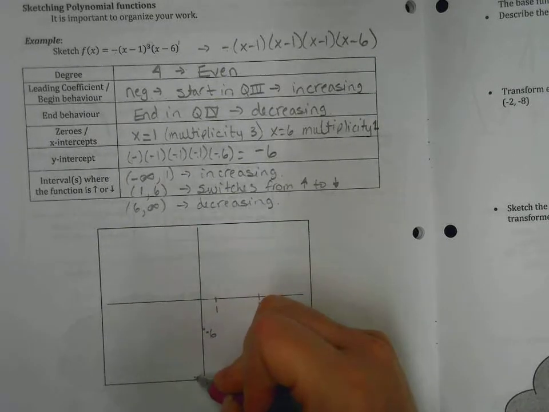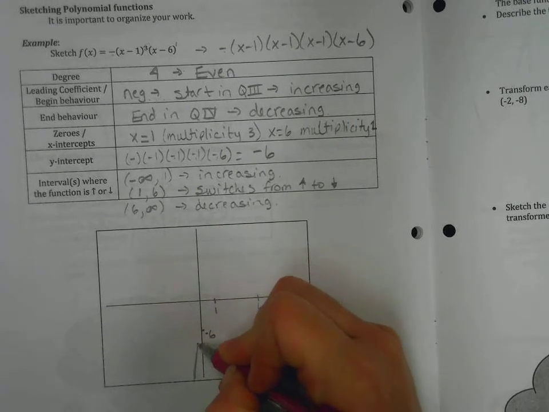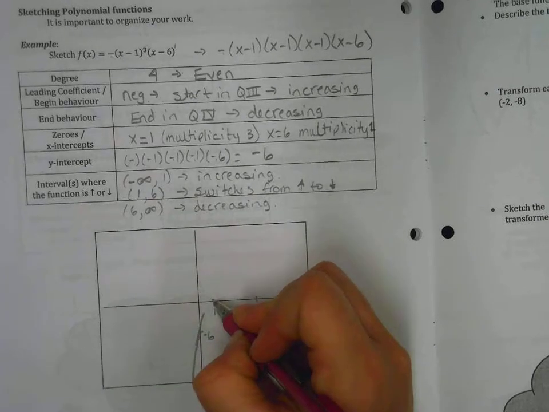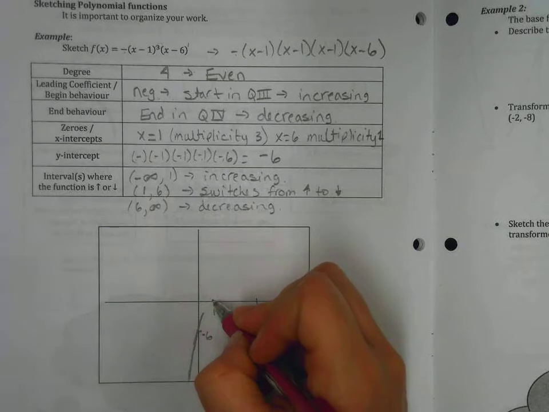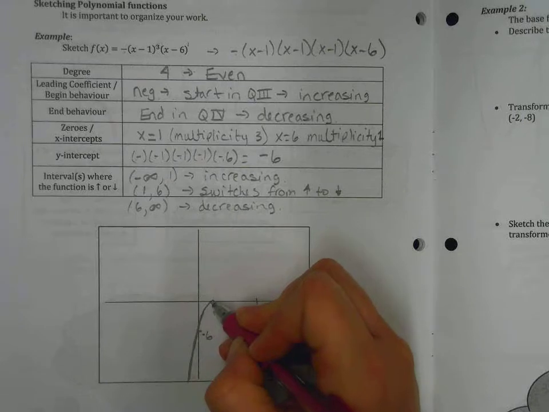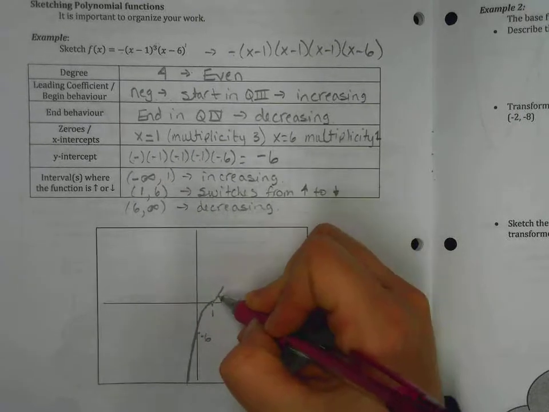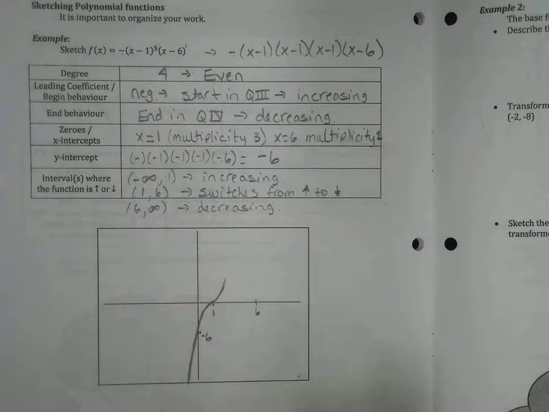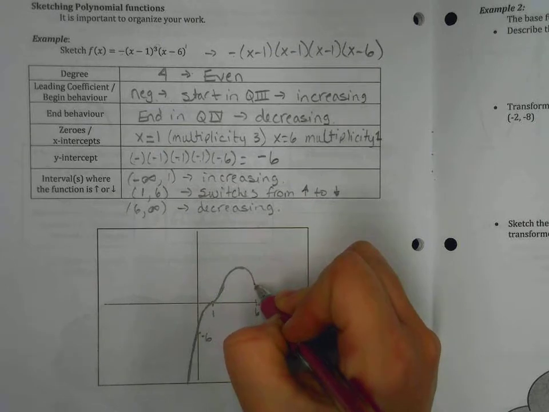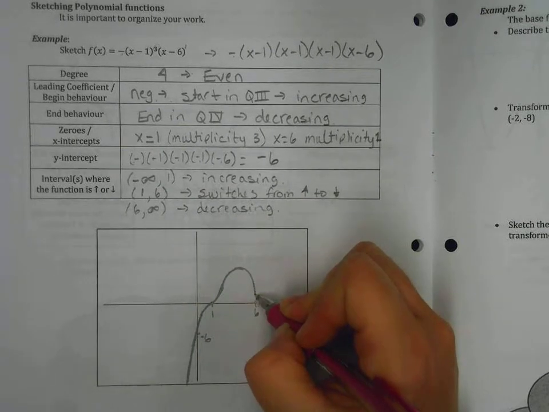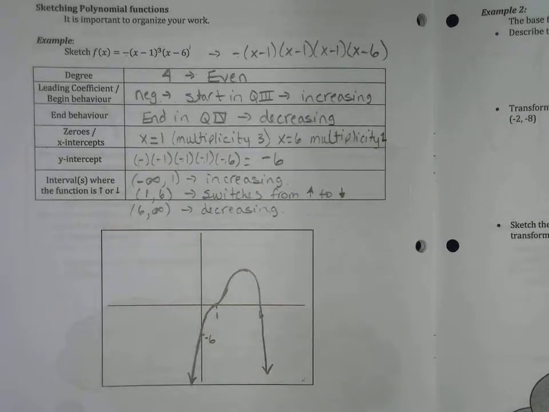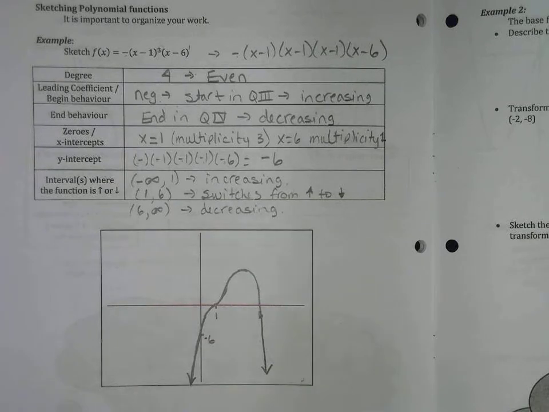So the graph should increase through these points. At 1, because it's a multiplicity of 3, the graph is going to change concavity. So the graph is going to go from concave down. At this point, it's going to switch to concave up. And then some point between here and here, the graph is going to have to change to decreasing. So that's how I know this is going to come here. And then this has a multiplicity of 1 here. So it's just going to go through positive 6. I'm just going to put arrows at each end, and that would be the shape of my polynomial function.